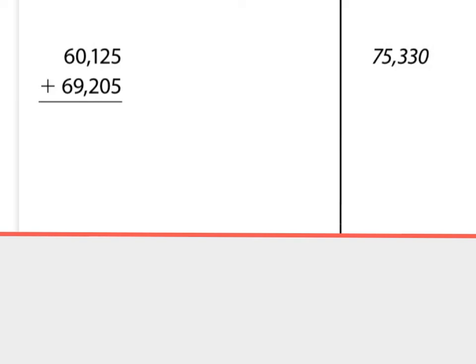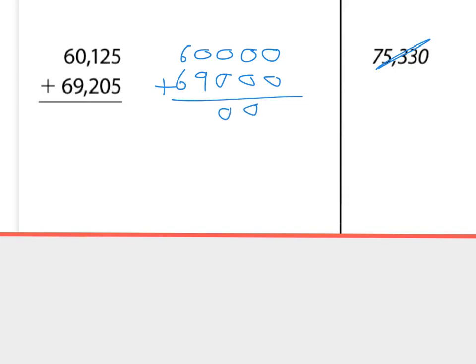I know 60,000 plus 60,000 is going to be well over 100,000. So crazy answer. Let's go ahead and round 60,125 to the nearest thousands place. 69,205 rounded to the nearest thousands place would be 69,000. Add those together. Hundreds, tens, and ones stay the same. Thousands is a 9, and 10,000s is a 12.